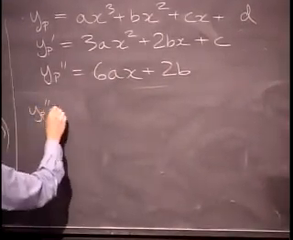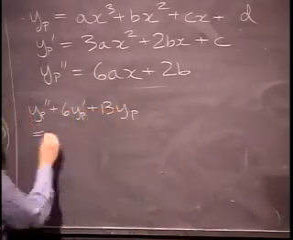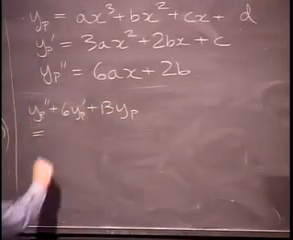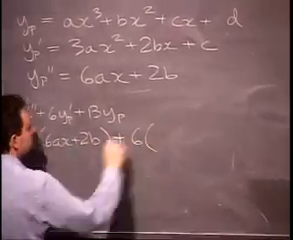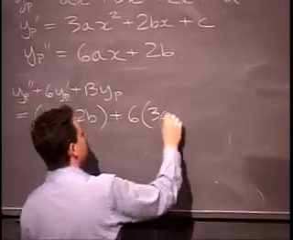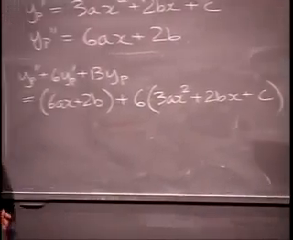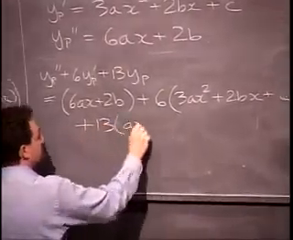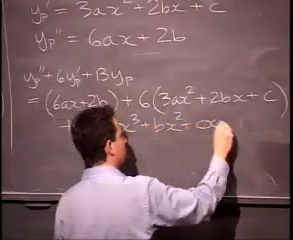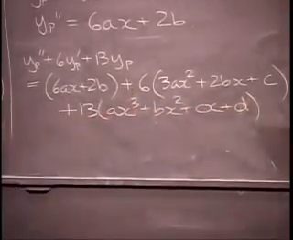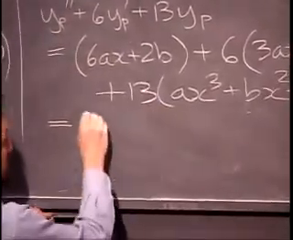Now I need to plug this into the differential equation: yp'' plus 6yp' plus 13yp equals, 3 lines. Second derivative is 6ax plus 2b. Plus 6 times the first derivative, 3ax squared plus 2bx plus c. I'm only using 2 lines. Plus 13 times the original ax cubed plus bx squared plus cx plus d. Okay, expand and group in terms of coefficients of individual terms.